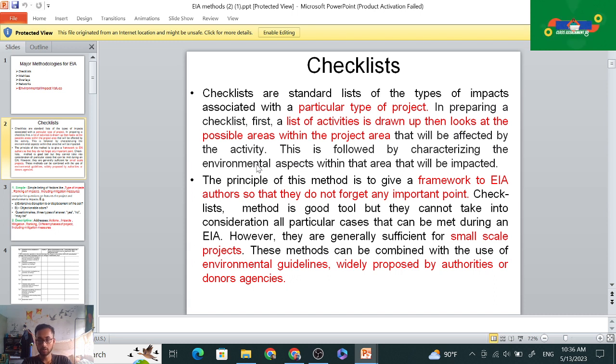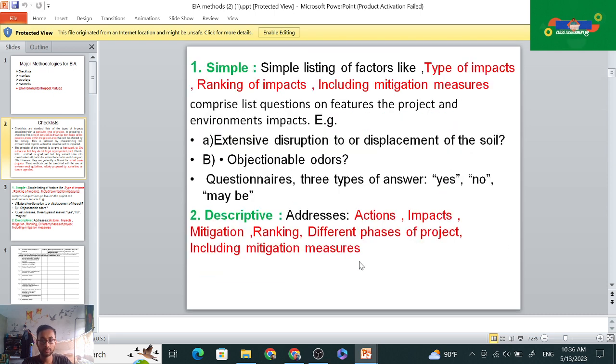The checklist method is a good tool, but it cannot take into consideration all the particular cases that can arise during an EIA. However, checklists are generally sufficient for small scale projects, and these methods can be combined with the use of environmental guidelines widely proposed by authorities or donor agencies.